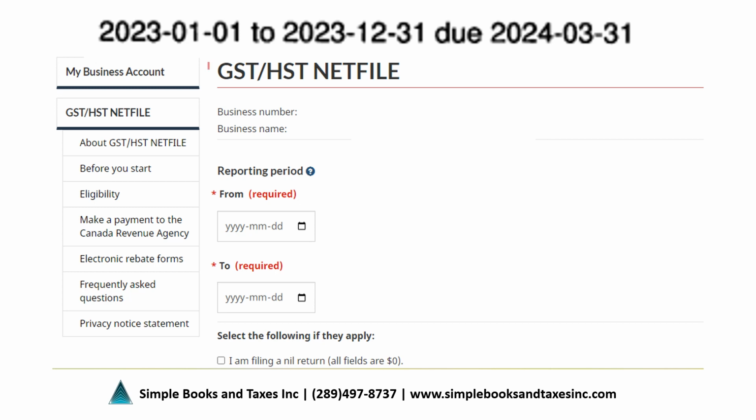Now we are going to fill out the HST NETFILE questions, starting with the business number and the business name. Make sure they are correct, and the reporting period. From, which is required, you have to enter the year, month, and date. You will have to enter 2023-01-01. To, which is required, you have to enter the year, month, and day. You will enter 2023-12-31.